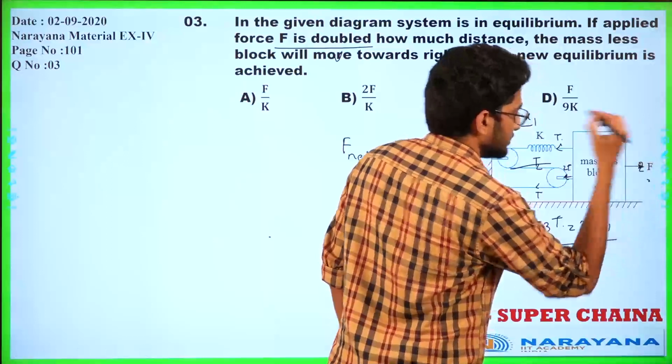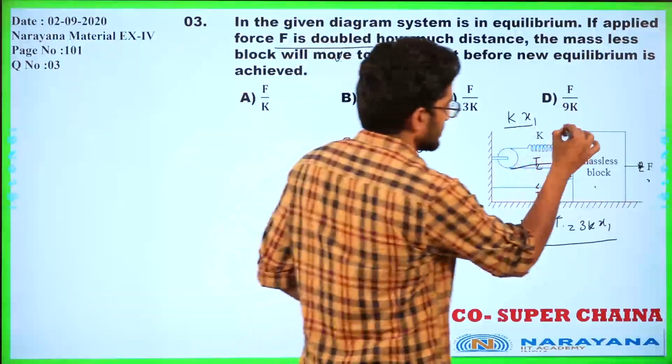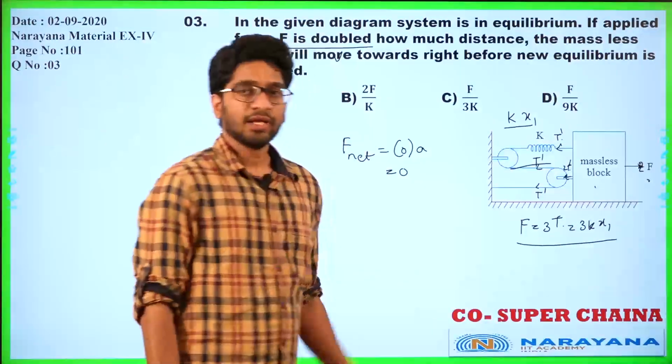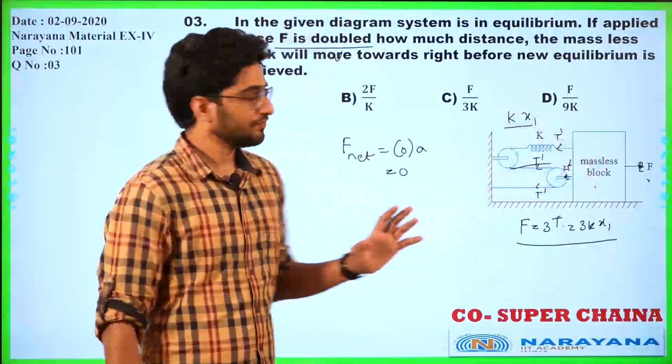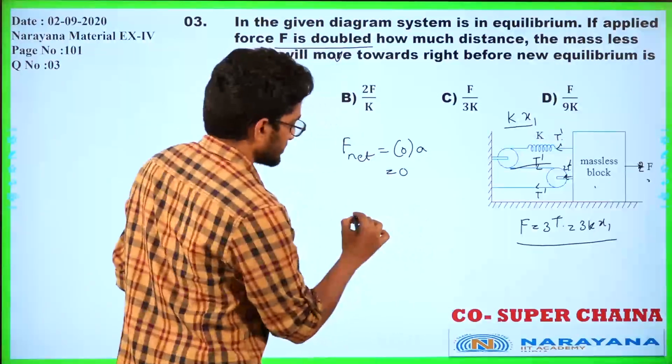So let's say the force has become 2F and let's say tension has also changed to T dash. So this is T dash, T dash, T dash and this becomes 2T dash. But again you will get a similar equation, because again it's a massless block, net force should be 0. So what I say, 2F is equal to 3T dash in the second case.